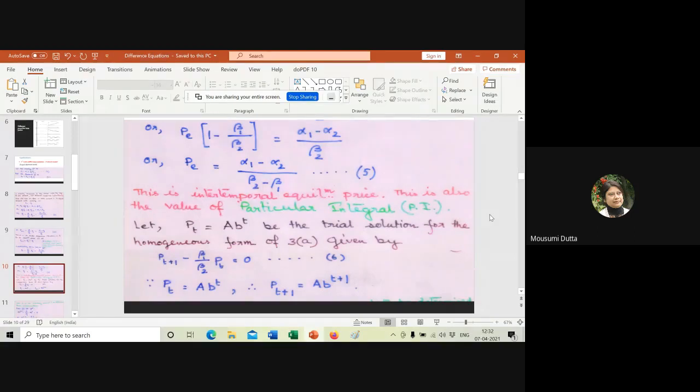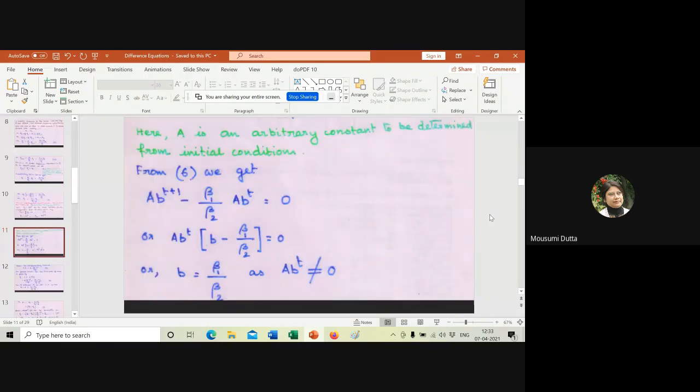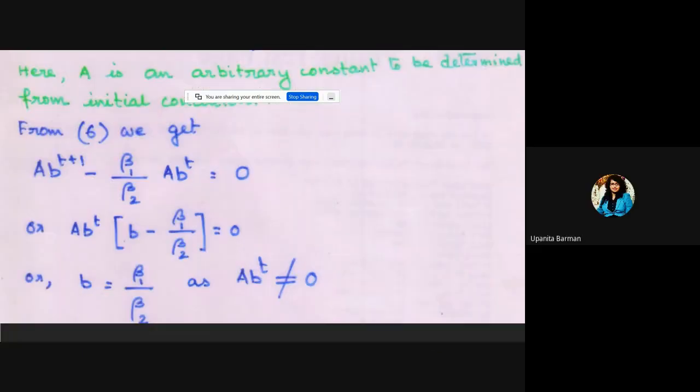Now Ab to the power t cannot be equal to 0. So we have to set b minus beta 1 by beta 2 equal to 0. And from there we get the value of b, which is equal to beta 1 by beta 2.